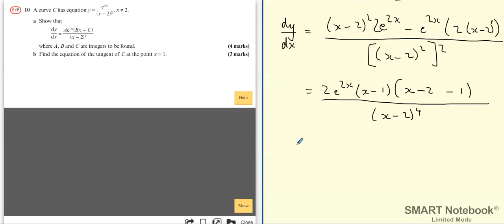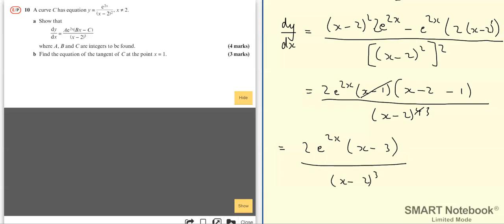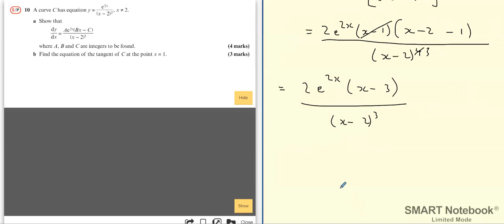Any questions, just let me know if you're unsure about any single term on there. But here, I can see that this can cross out with this to leave me with the 3. So I've got 2e to the 2x, x minus 3, all over x minus 2 cubed. And that looks very much like the format that we want it to be in.